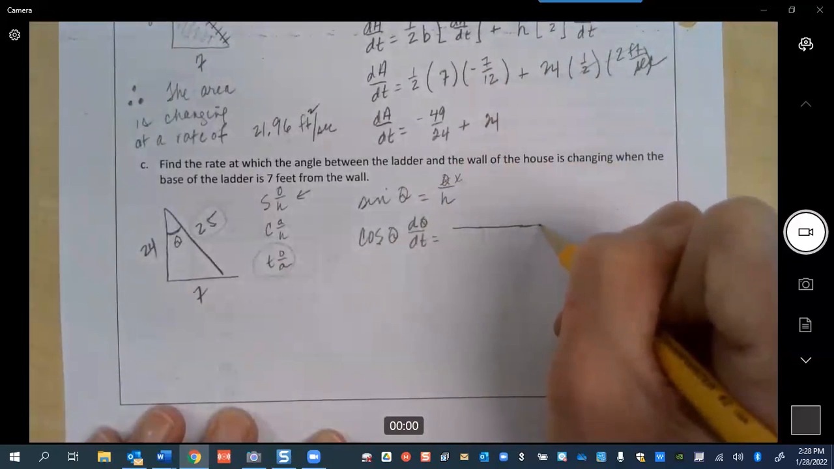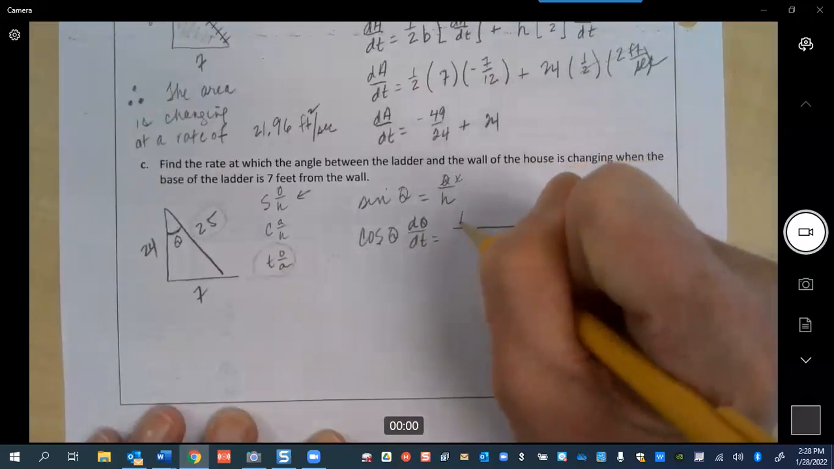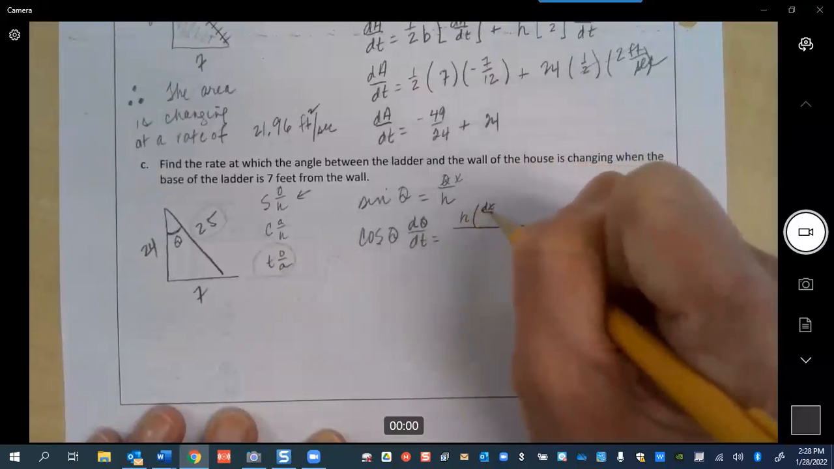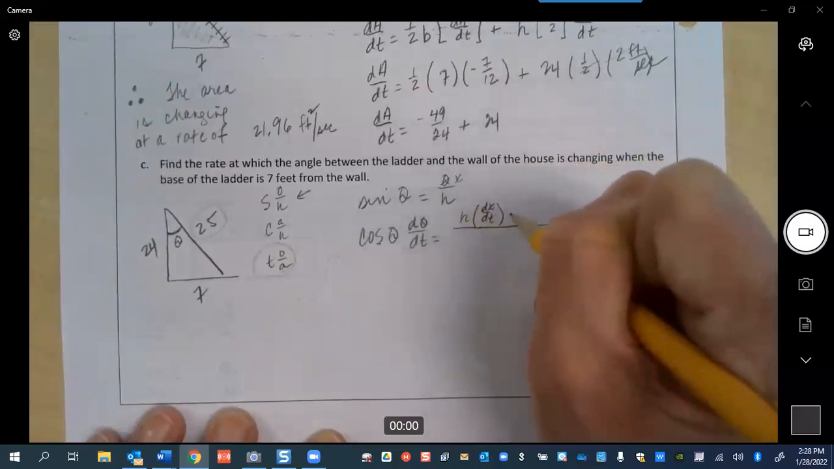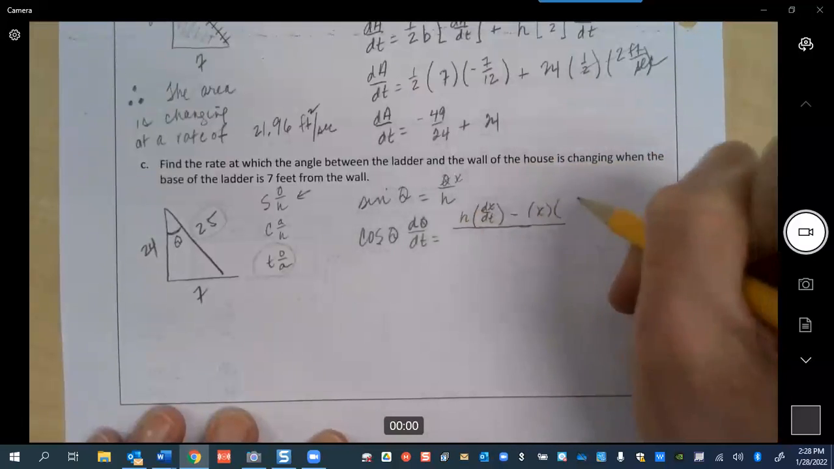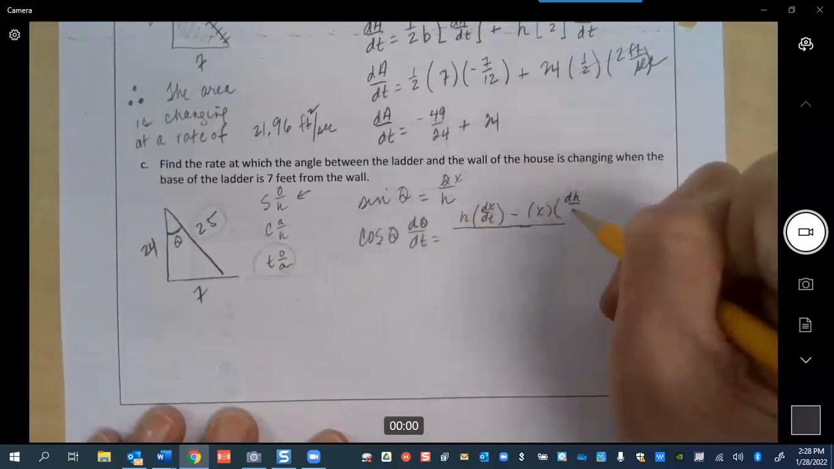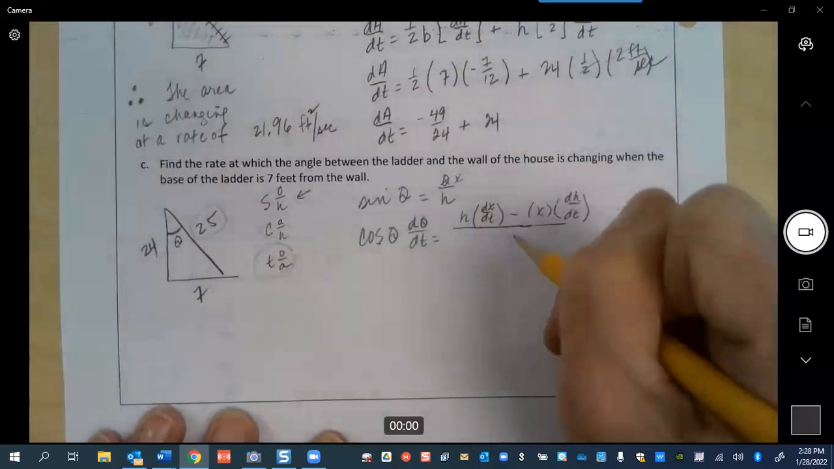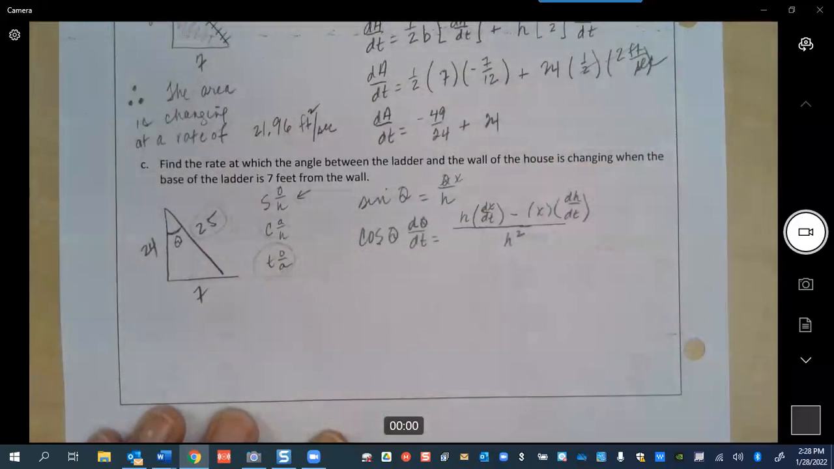Anybody want to sing a song? Low d high dx dt minus high d low. You're doing great. Keep singing. Square the bottom. And away we go.